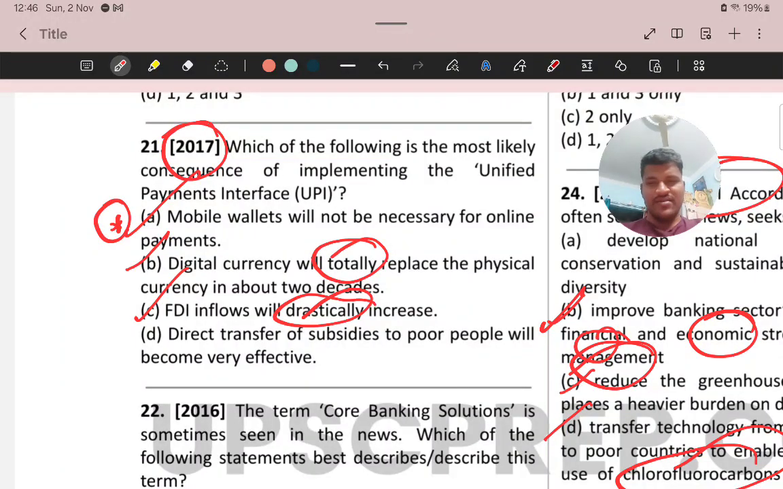Then you see option D. Direct transfer of subsidies to poor people will become very effective. They say very effective. See, option D seems to be correct, but conditions apply. If poor people don't have a bank account, if poor people don't have phones, then how is UPI going to do that? So here option A is correct. Then also, subsidies are always a high-yielding topic for your examination.